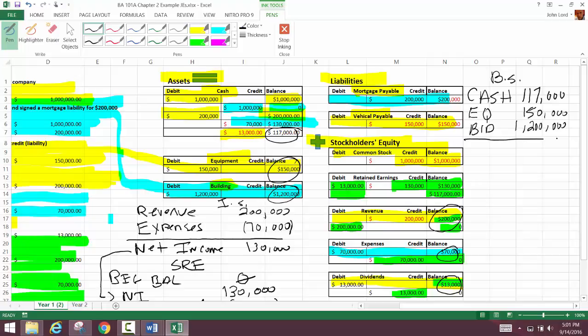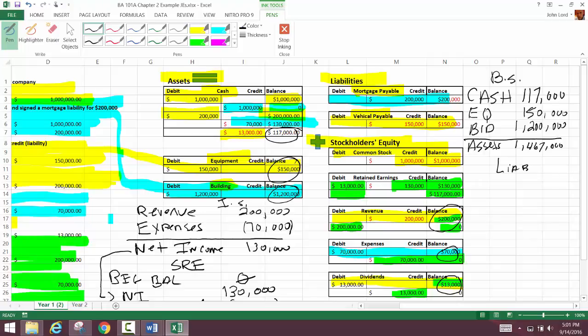Did somebody have the check figure on that? Total assets, 1 million. Tell me again. 467,000. Okay, good. There's my assets, right? Now I got to pick up my liabilities.